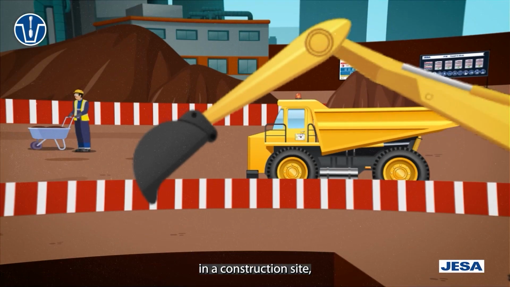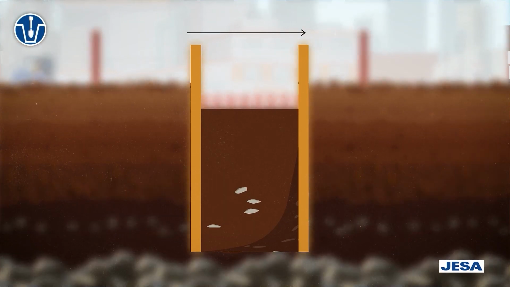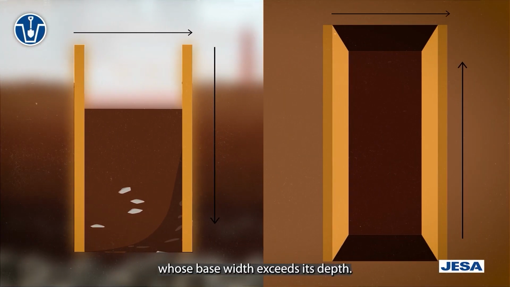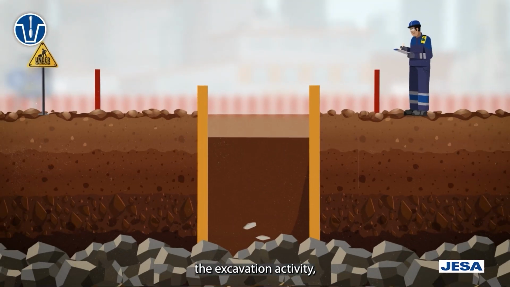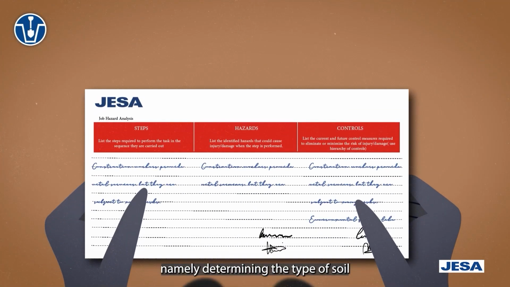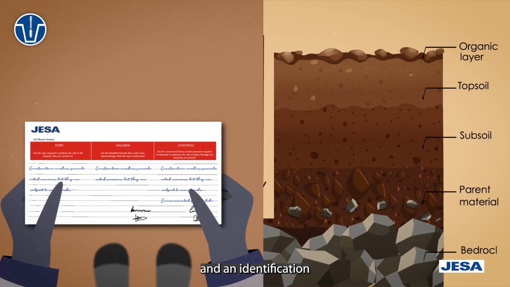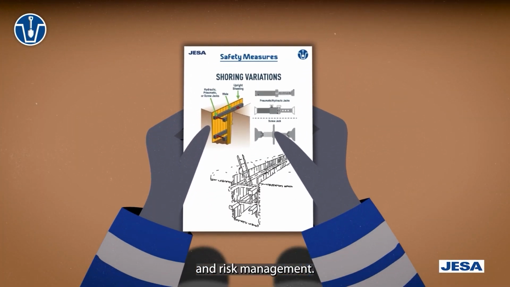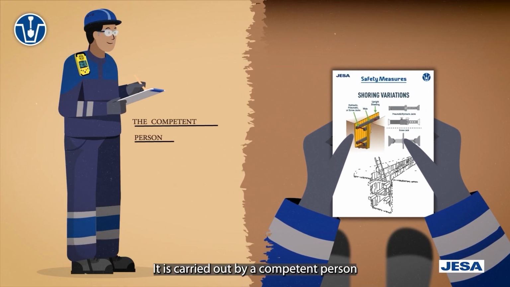In a construction site, we may have to dig a trench whose base width is less than its depth, or an excavation whose base width exceeds its depth. In order to avoid any collapse, we must always plan the excavation activity, namely determining the type of soil and the depth of the ditch, and an identification of the necessary control measures and risk management. This planning is mandatory. It is carried out by a competent person who will be responsible for these steps.